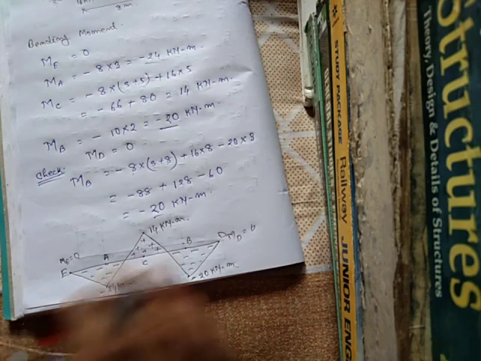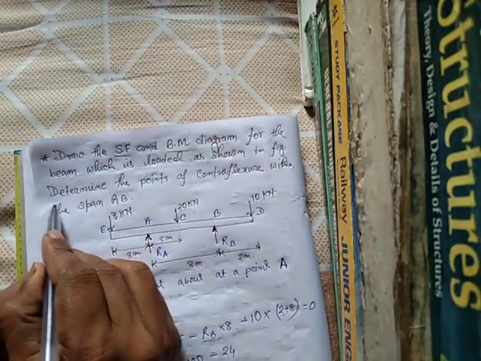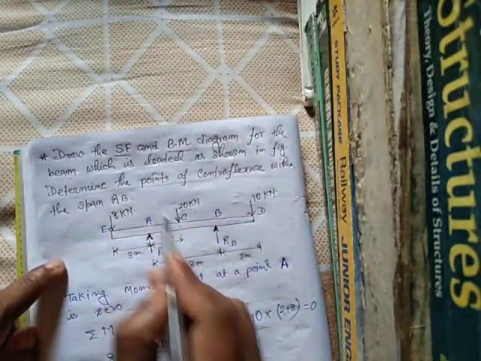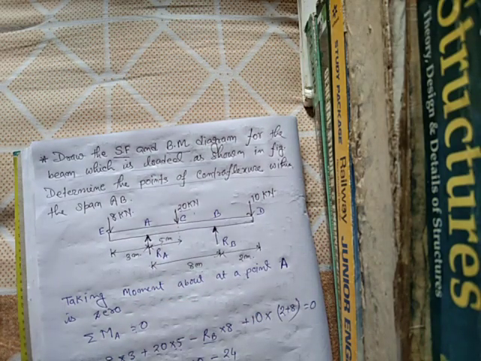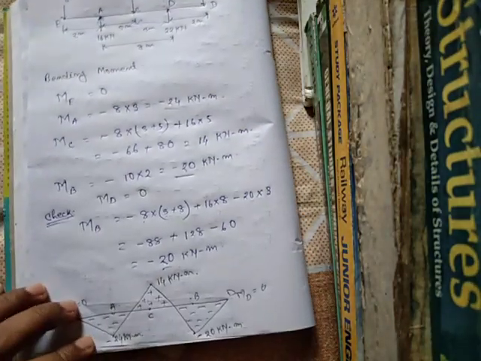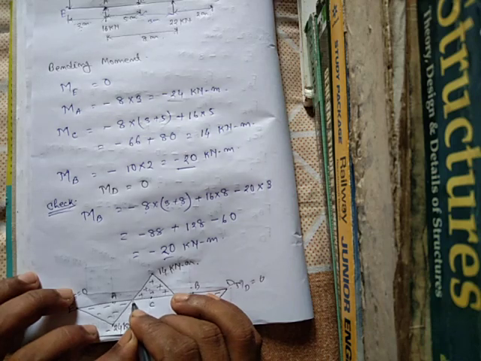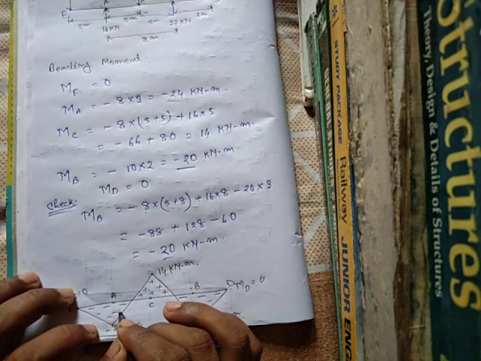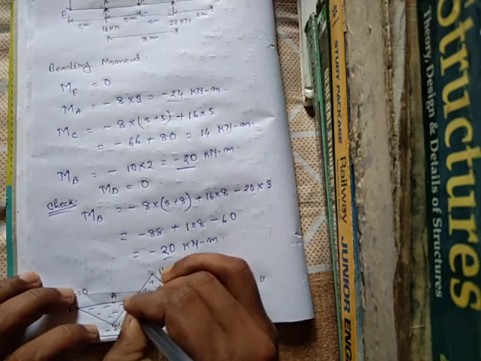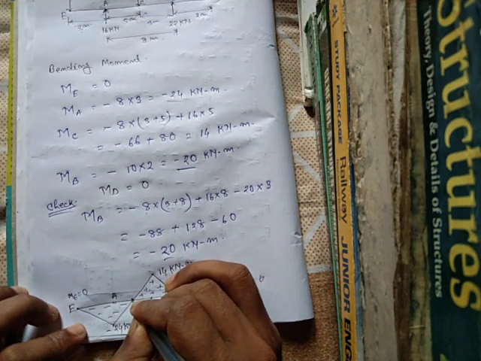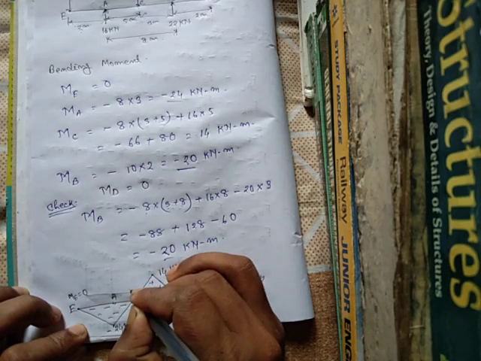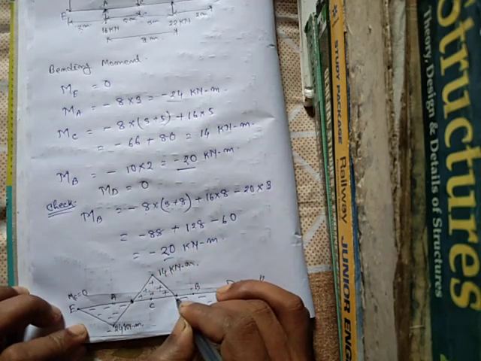Also determine the point of contraflexure within the span AB. What is a point of contraflexure? It is where the bending moment changes sign, from positive to negative, or from negative to positive. These two are points of contraflexure.